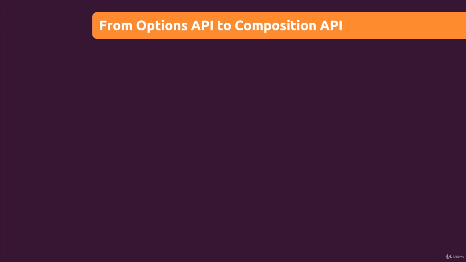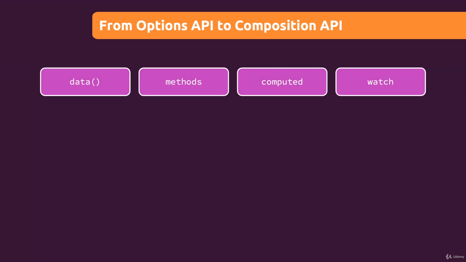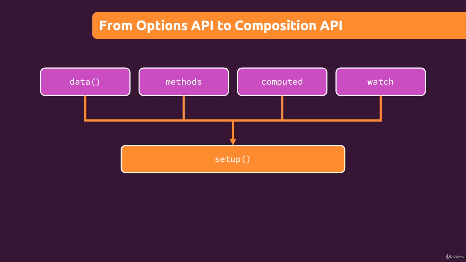So let's now dive into the composition API. I already mentioned that we're talking about data, methods, computed, and watch, these four options from the options API, which will now be handled differently in the composition API. These four options are in the end going to be replaced with code we're going to write in the new setup option, a new setup method we can add to our component or Vue app configuration object.